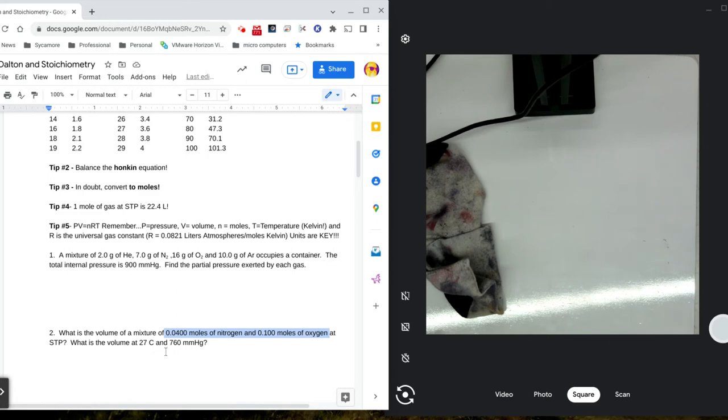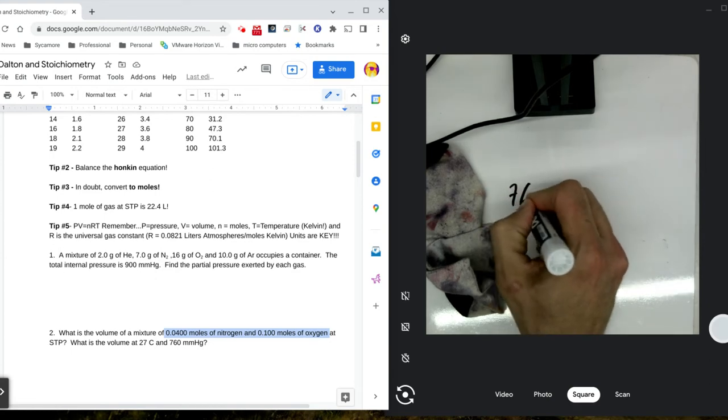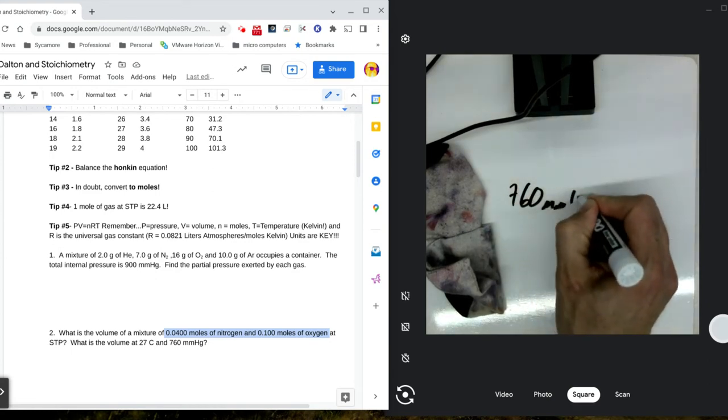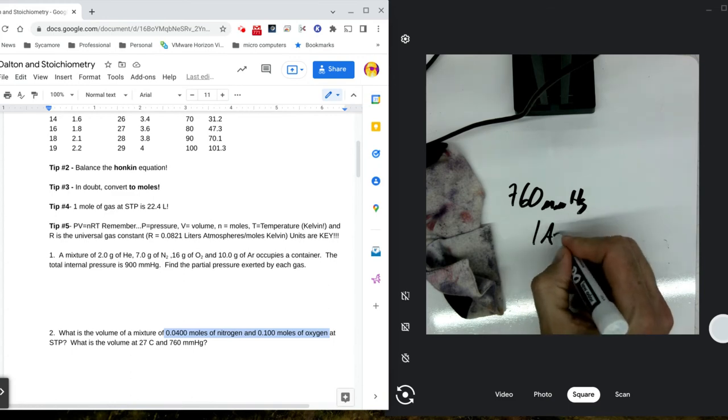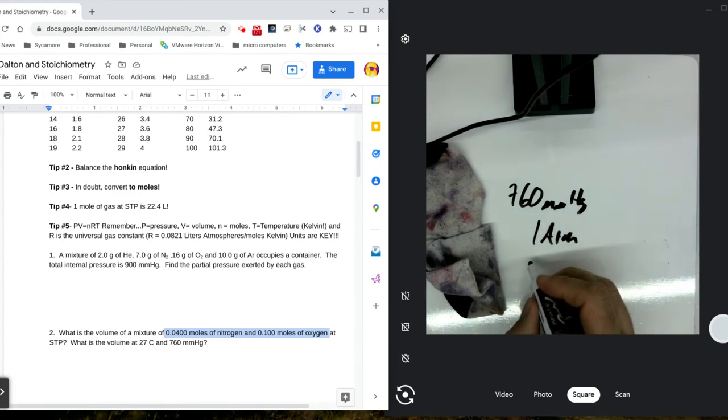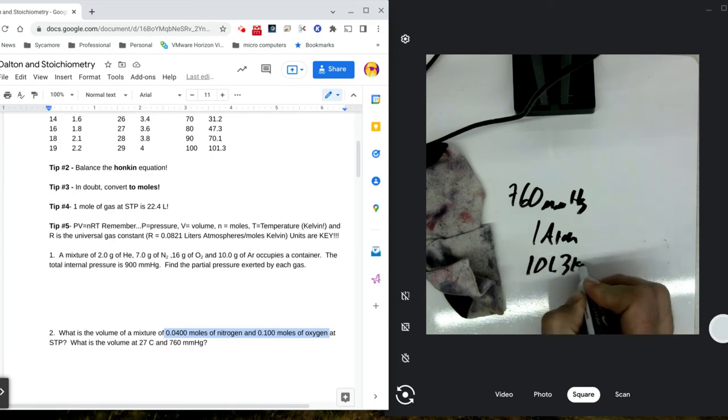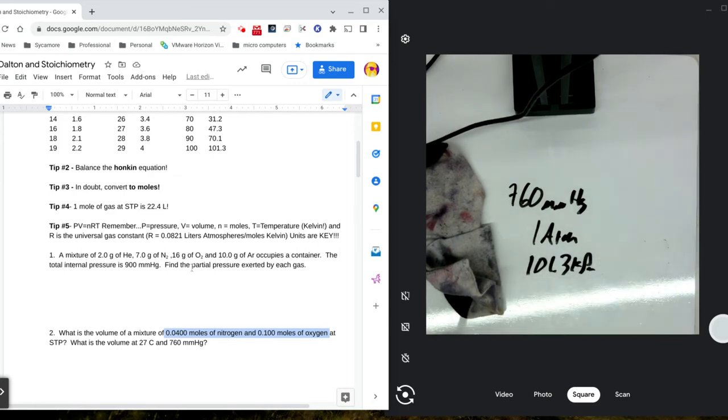And don't forget, 760 millimeters of mercury is the same as 1 atmosphere, which this is. So again, 760 millimeters of mercury is the same as 1 atm, which is the same as 101.3 kPa.